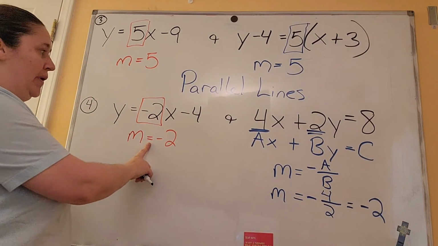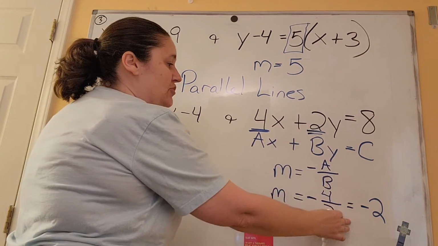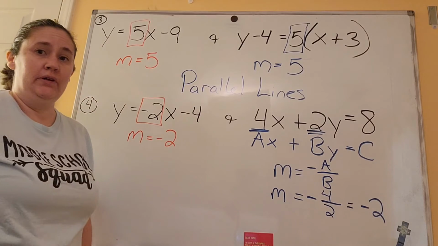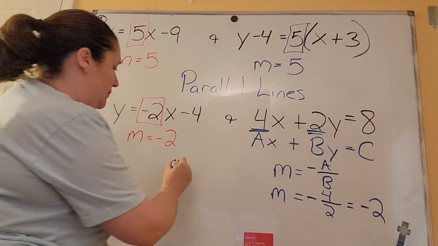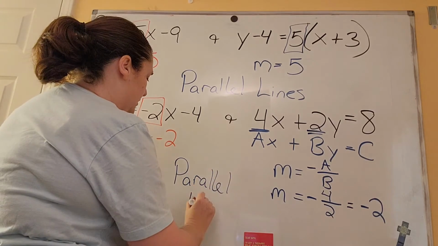So the slope for the equation on the left is -2. The slope of the equation on the right is -2. The slope is the same. That means that these are parallel lines.